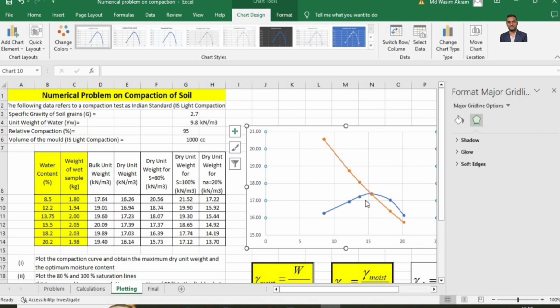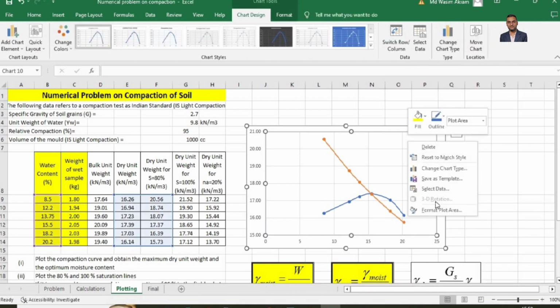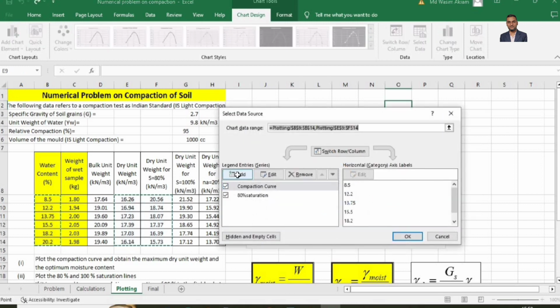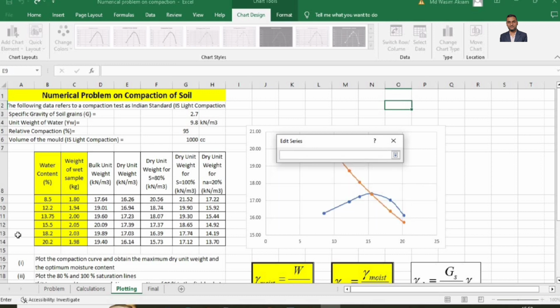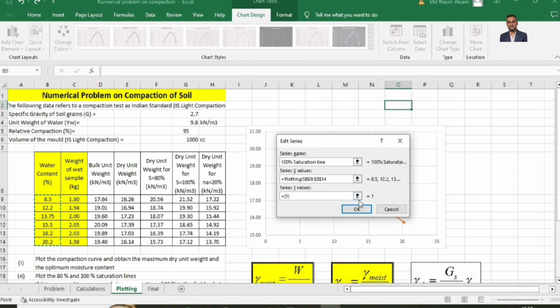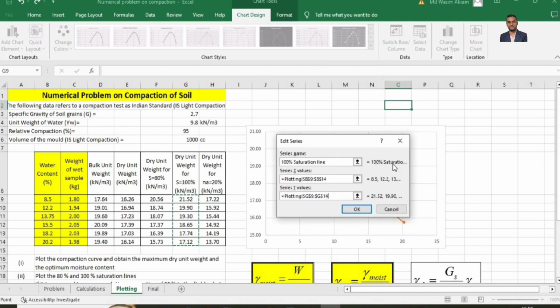To plot the 100% saturation line, we will repeat the same process: add, select data, name of the series, all these things. Just repeat the same as what we have done for plotting the graph. This is not based on any concept. We just have to keep in mind that on the x-axis the value of water content is plotted, and on the y-axis the unit weight for 80% or 100% saturation is plotted.